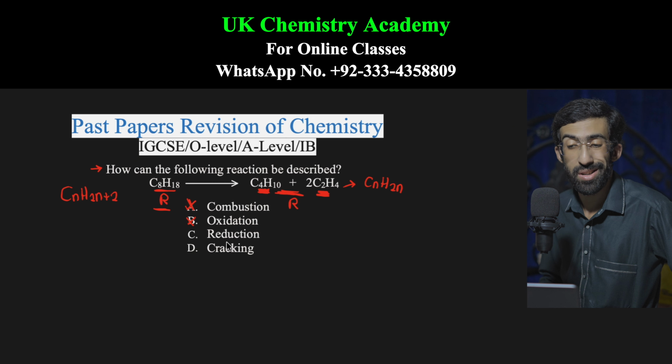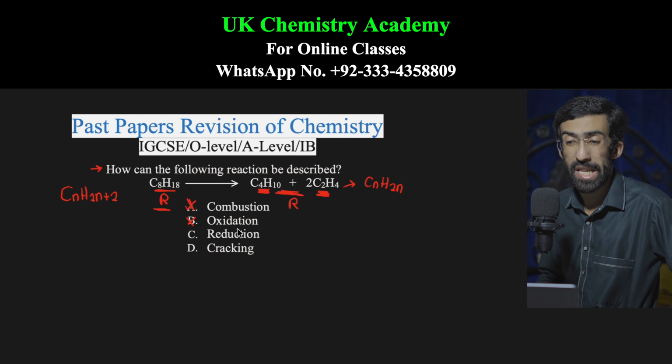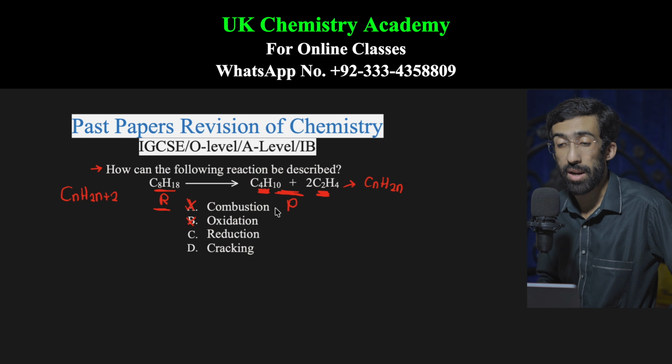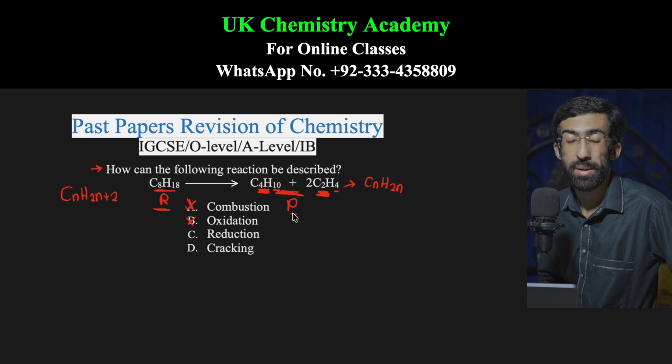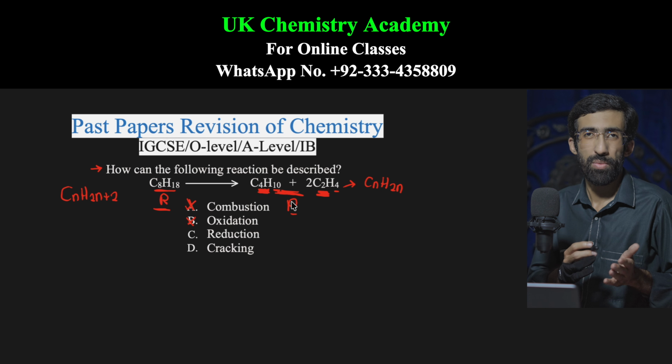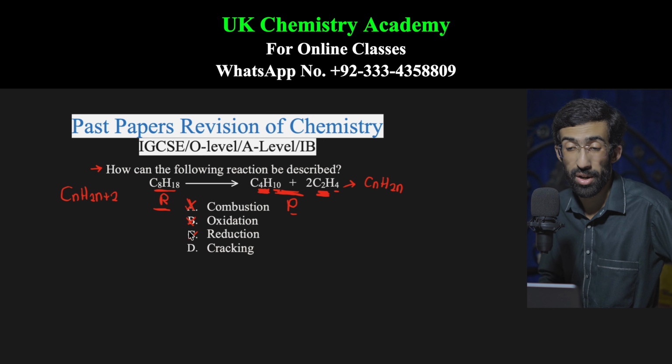Option C is that it is the reduction process. No, it is not the reduction process. There are equal numbers of hydrogen atoms in the reactants as well as in the products. You can see that there are 18 hydrogen atoms in the reactant side, and in the product side there are also 10 plus 2 fours, that is 18 hydrogen atoms. There is no addition of hydrogen taking place in this reaction, so it is also the incorrect option.